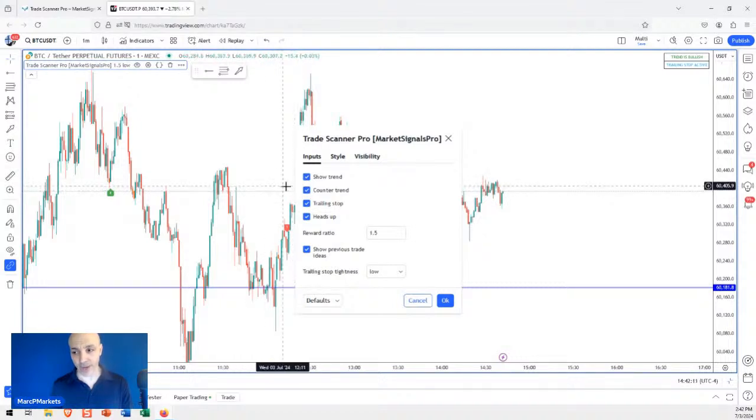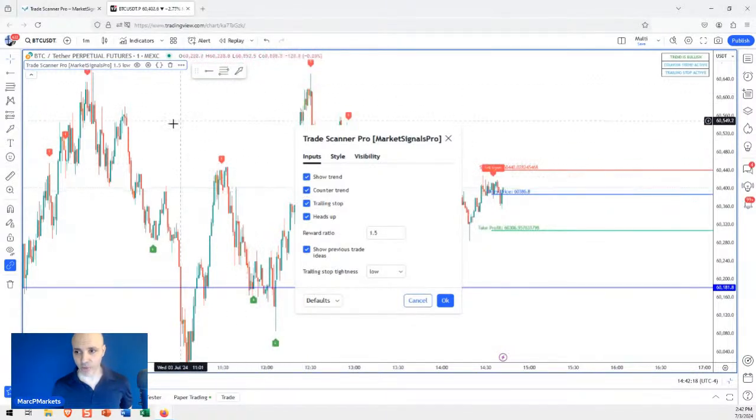Then you have counter trend or trend mode. See that? See when I switch that? Look at all those counter trend trades. Tons of them. Look at all these trades all over the place. So counter trend means the signal at the time was the opposite of the trend on this time frame.